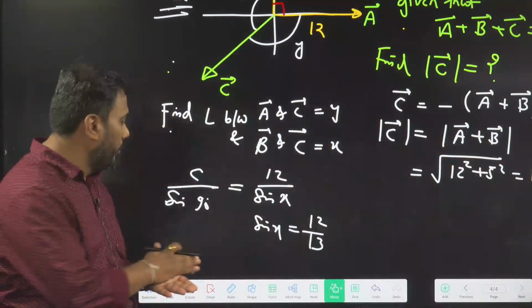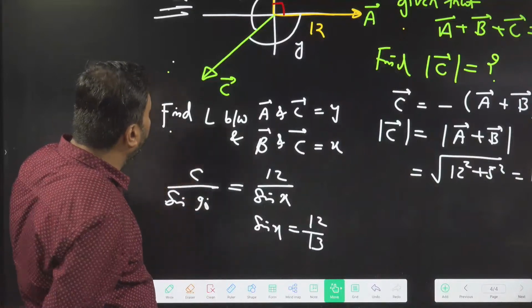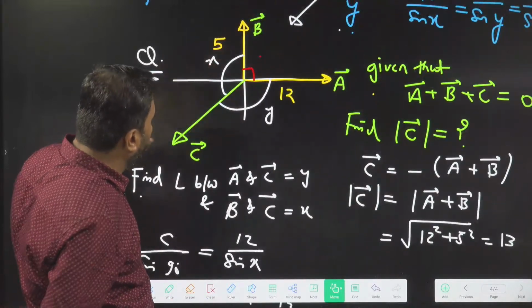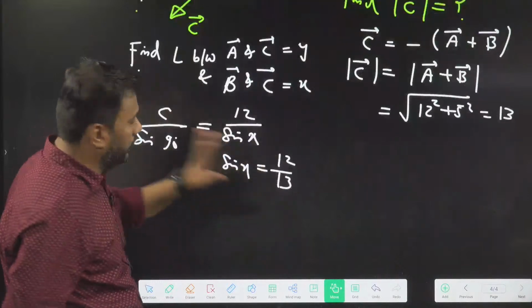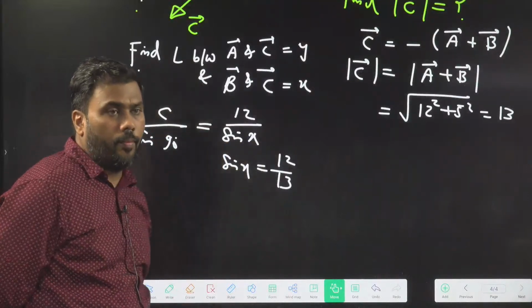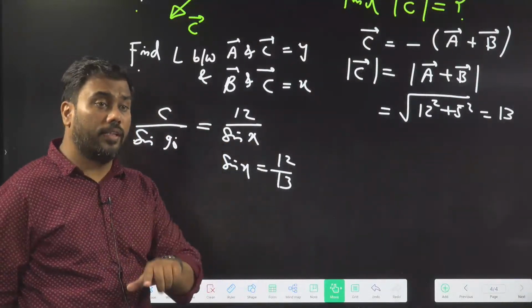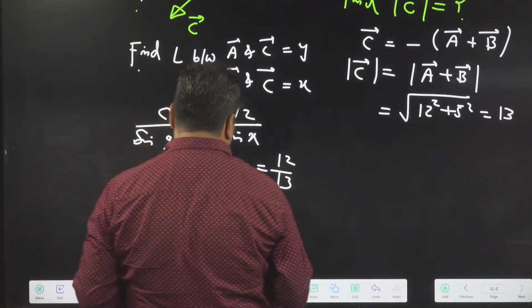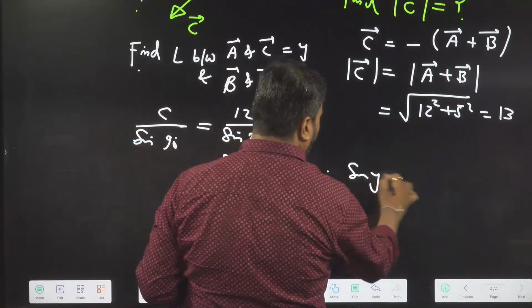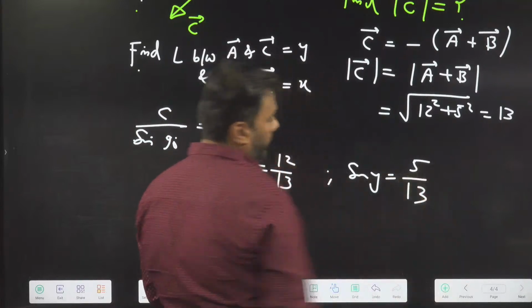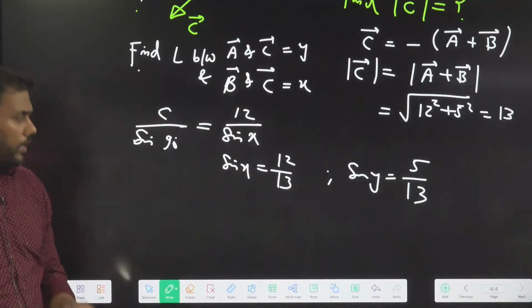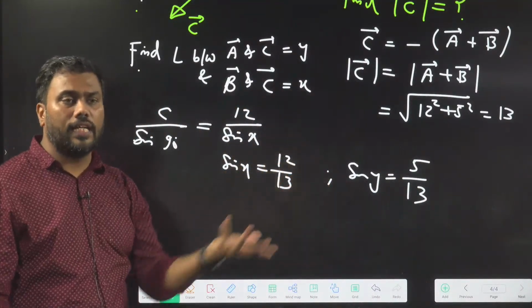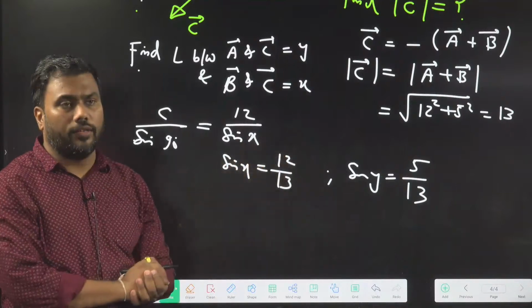Yes, very good. I am finding the sine of x, so sine x will be this. Yes, sine y will be 5 by 13. Very good. If you find sine y, that will be 5 by 13. If I know sine x and sine y, I know the angles x and y.